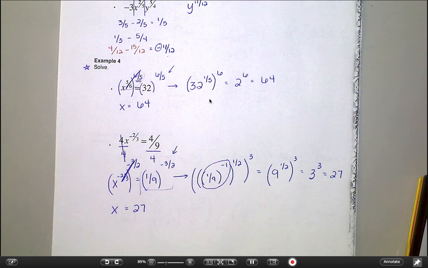But again, I really want to emphasize that whenever you can go without a calculator, you should do it, because it is important that you know how to do these calculator free.